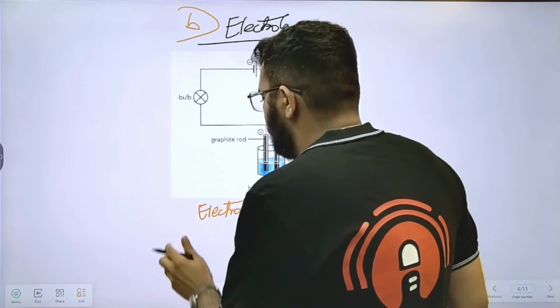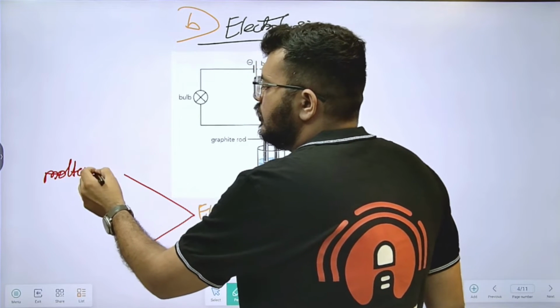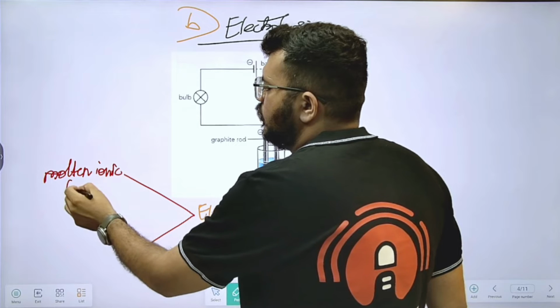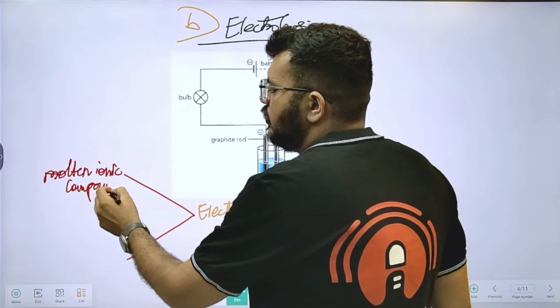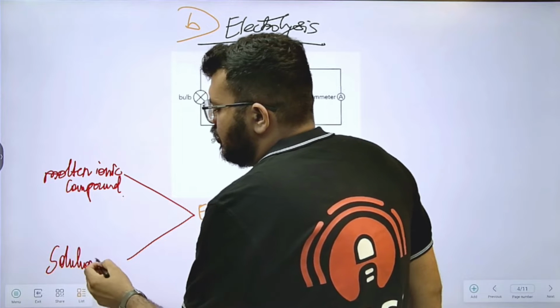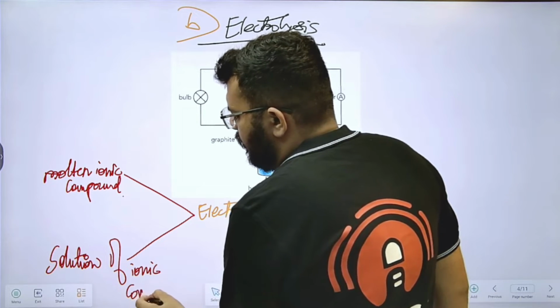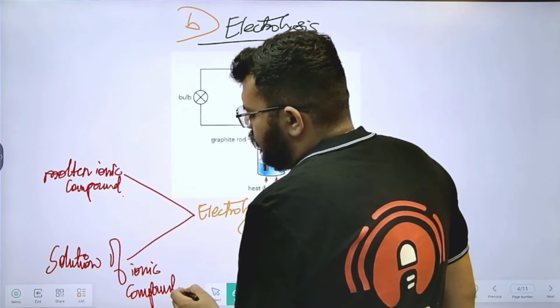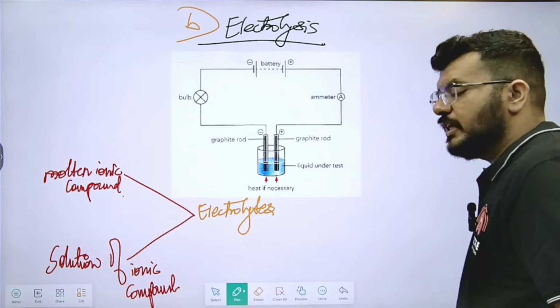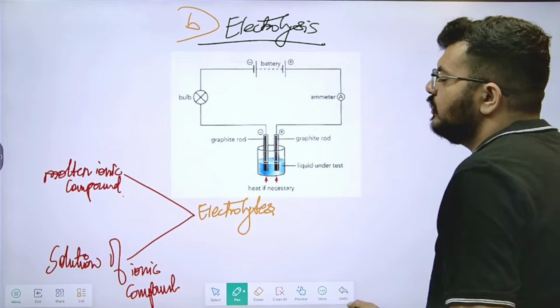The two possibilities are: one, it is a molten ionic compound, right? And the other possibility is that it is a solution of ionic compound. Why so? Why can it be only these two things? Because it needs charge carriers, right? Here, current is going to run.